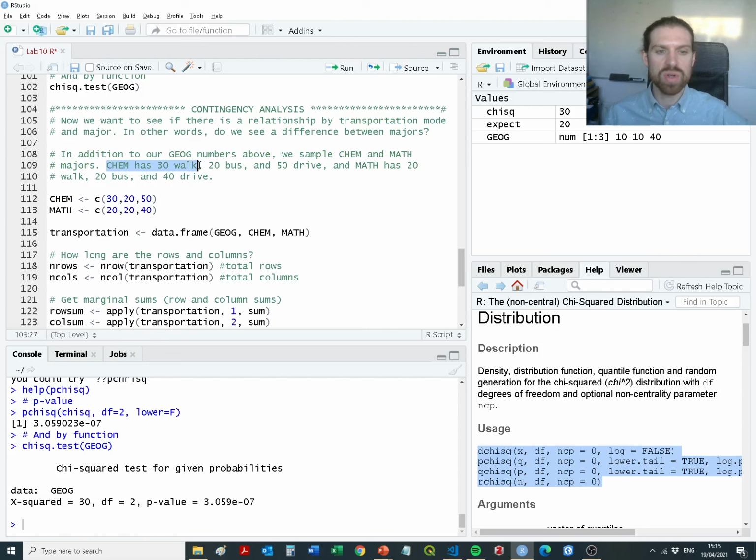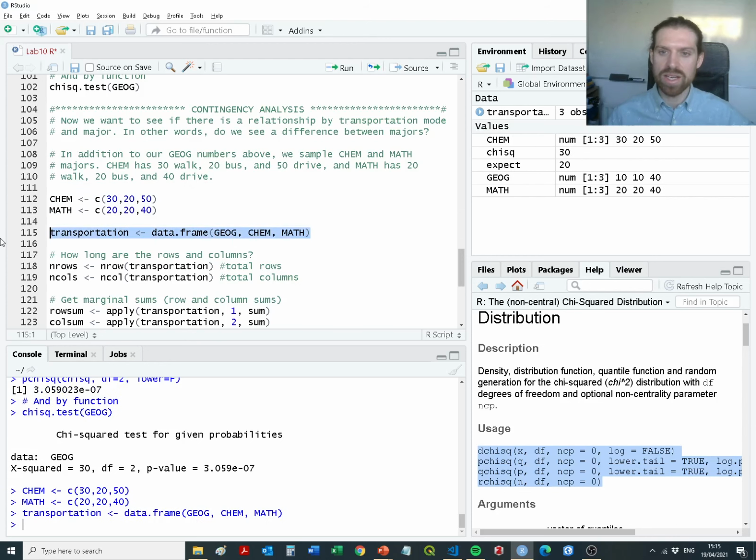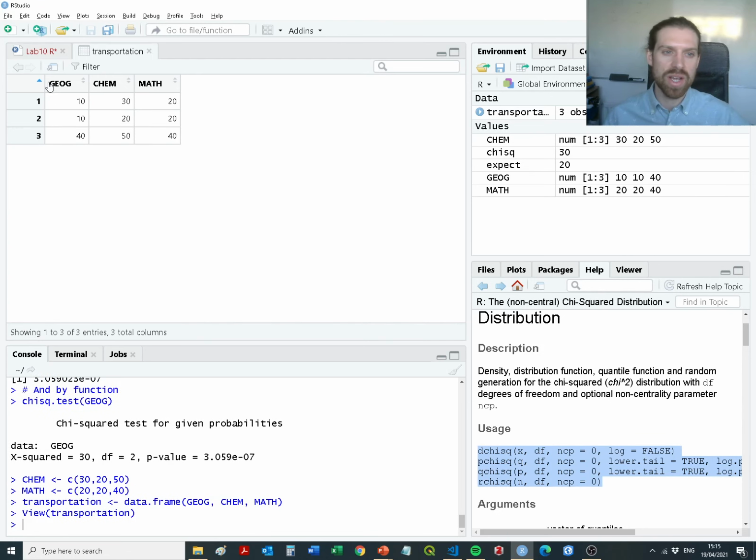So for chemistry students, 30 walk to GMU, 20 take the bus, and 50 drive. Whereas for math students, you have 20 walking, 20 taking the bus, and 40 driving. So read into that what you will about subjects. Okay, let's add that data into the global environment now. So we have the chemistry, geography, and math students up here for their different transportation modes. We can then create a data frame out of that, so we have this transportation data set here.